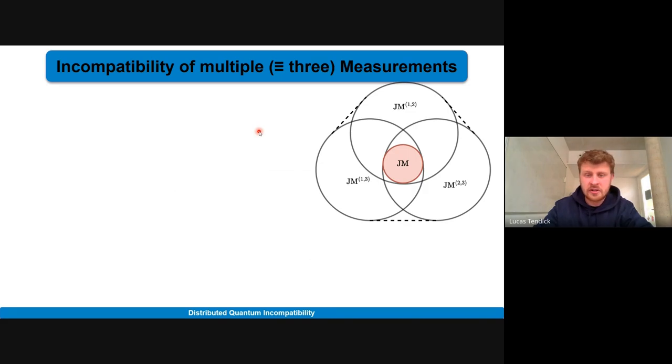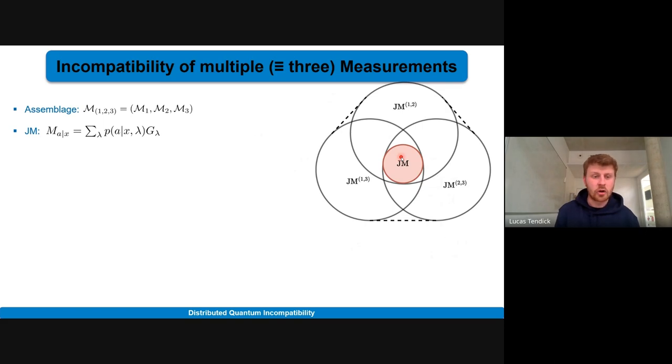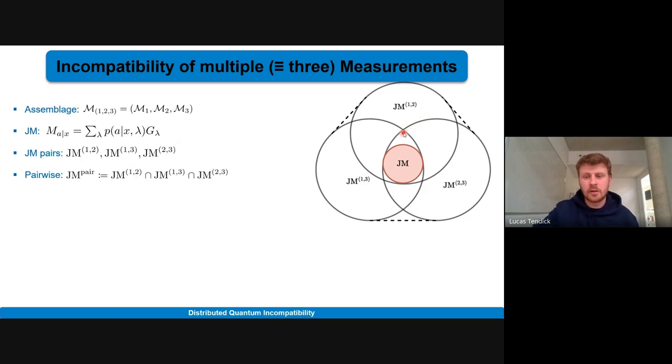Let's go to the incompatibility of multiple measurements, which for this talk mostly will be three. We'll talk later about some generalizations, but you can get the main idea by looking at three measurements. Here we have the picture again, which I talked about in the introduction. And as I said, an assemblage is just for me an ordered list of POVMs. And jointly measurable means this parent POVM plus some post-processing. And then we can define jointly measurable pairs where measurement one and two are jointly measurable, one and three, two and three, and so on. We can talk about pairwise joint measurability, which would be this intersection here.